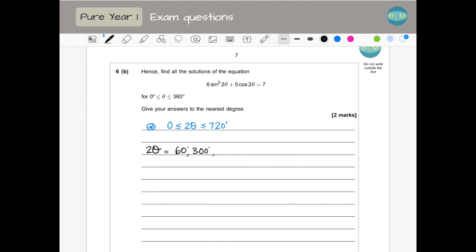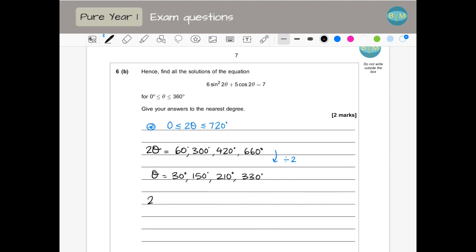And if I go around one whole turn, it's going to be 60 plus 360, which is 420, still in my interval. And this one, if I add 360, I have 660, which is still in my interval, because it's below 720. If I add 360 to these again, it is above the interval, so that's enough. Once I have found all the answers in my interval, then I can divide by 2. But that's the last thing I do. I'm going to divide by 2 to find theta. So theta is going to be 30 degrees, 150, 210, and 330 degrees.